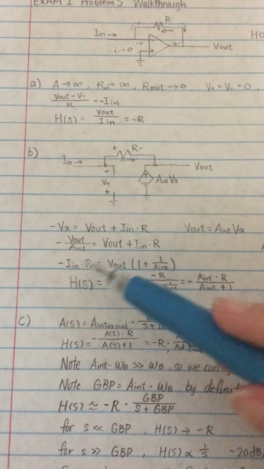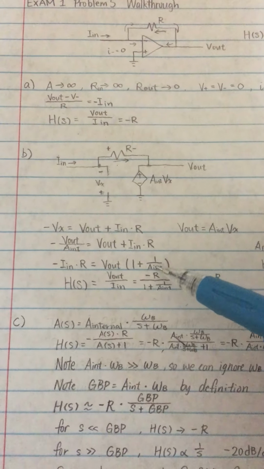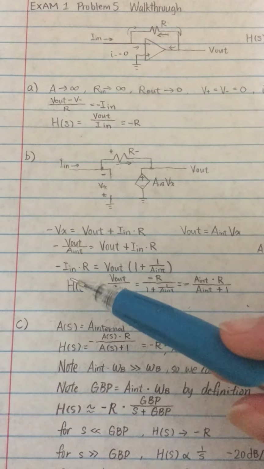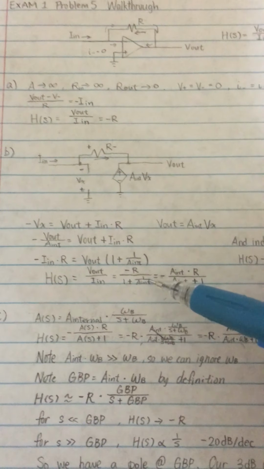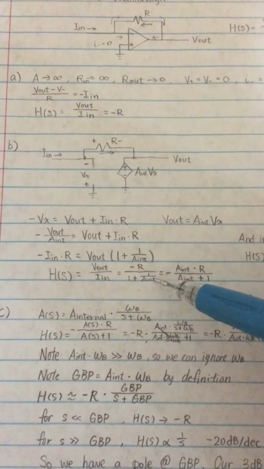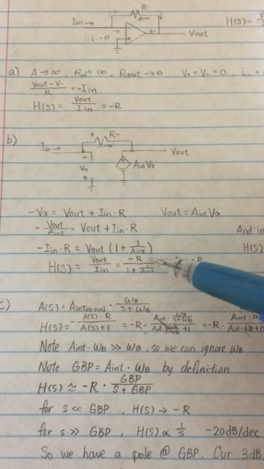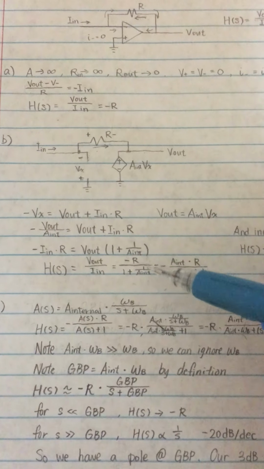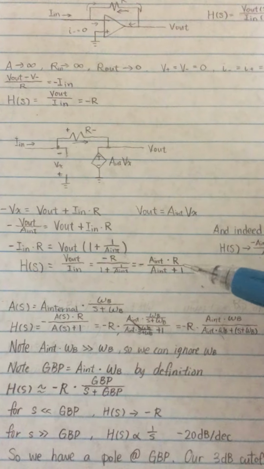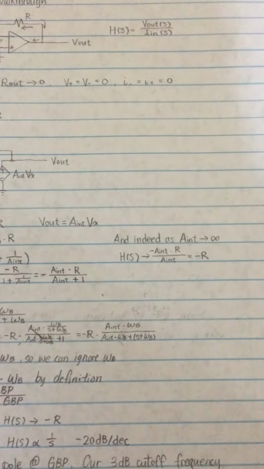By moving the A in here to the bottom, and the 1 plus 1 over A in to the bottom here, we have it this way, and we can further simplify the fraction by multiplying the top and bottom by A in, so we get this form. And then we can perform a sanity check to see if our answer makes sense.